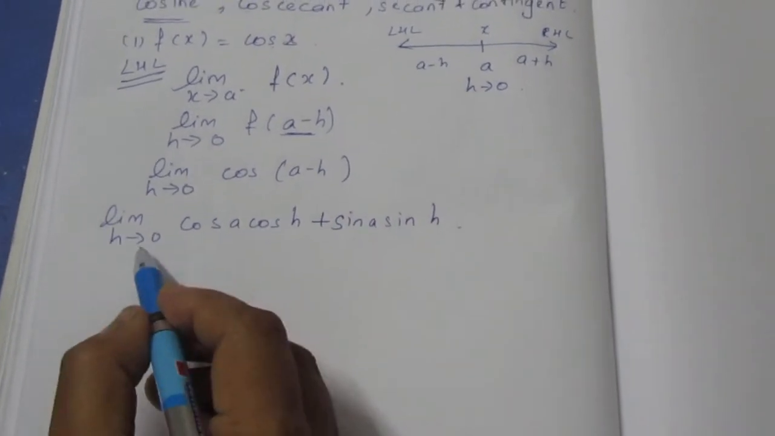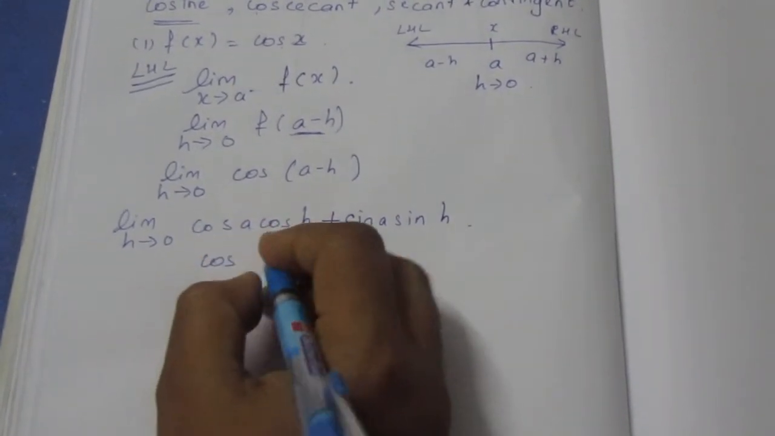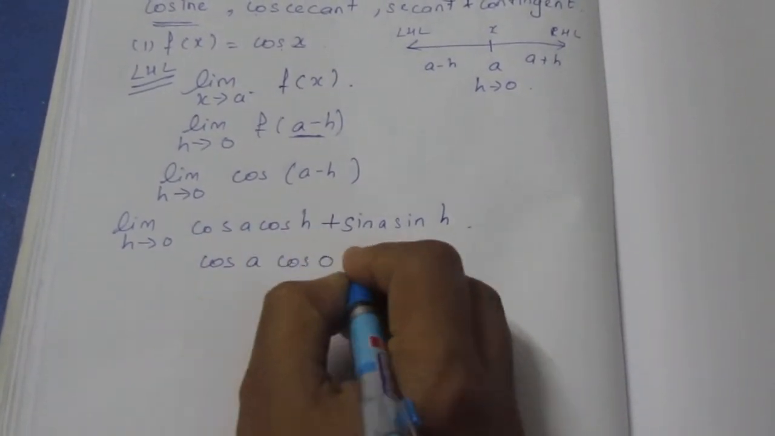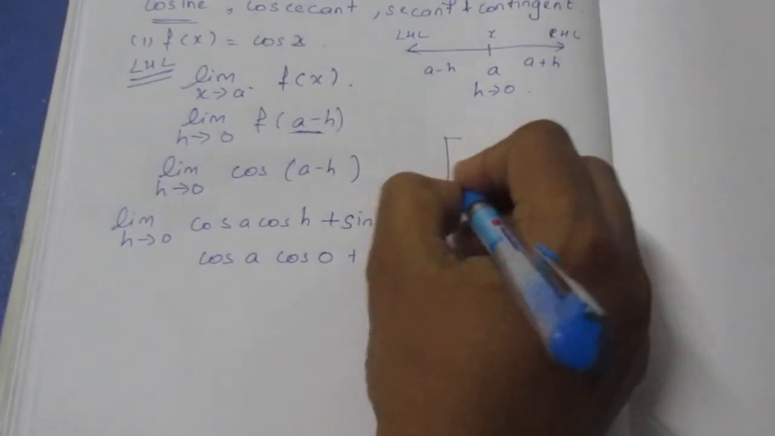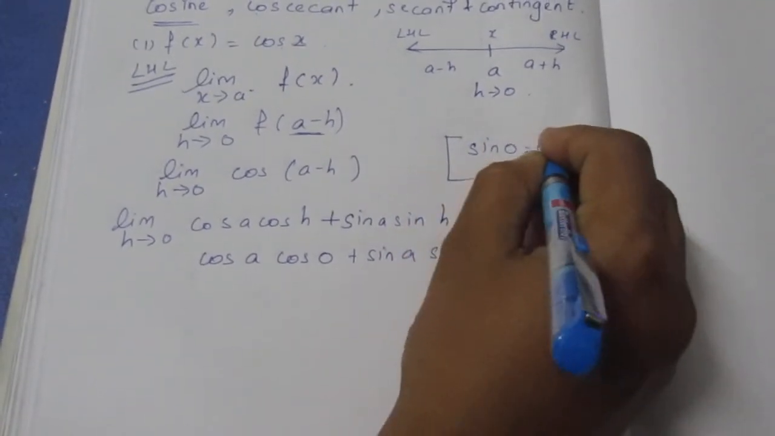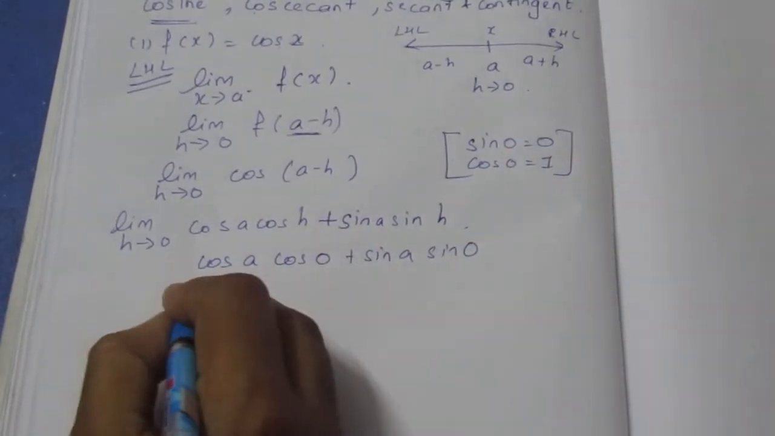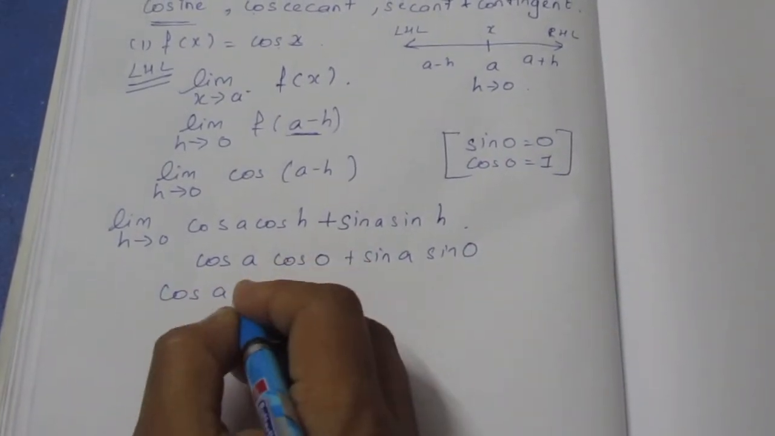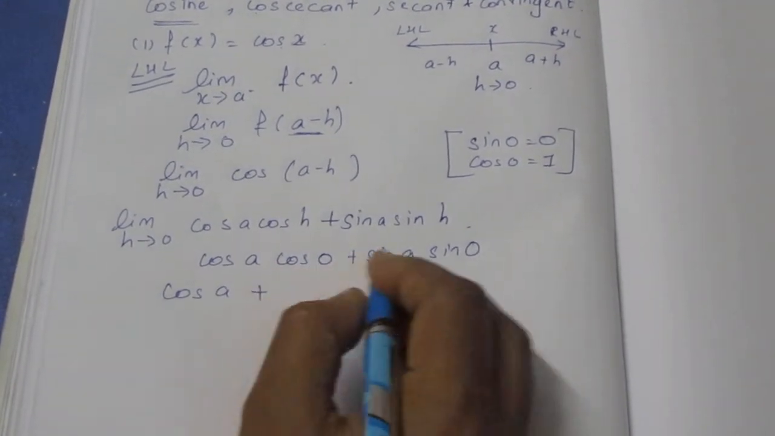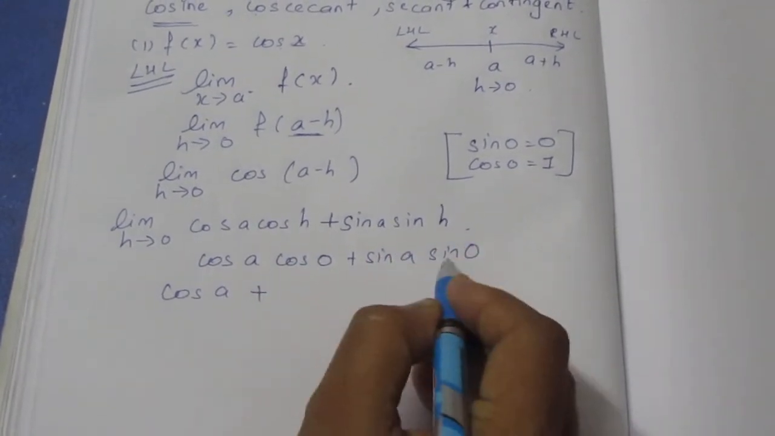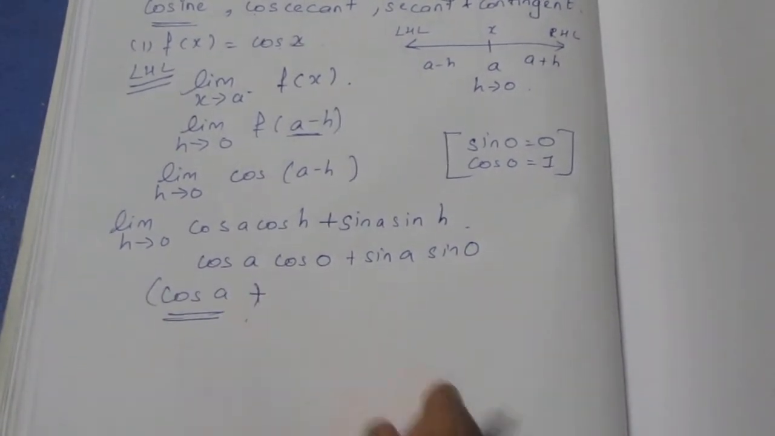Substitute the value of h as 0 in the place of wherever you see h. So cos a cos 0 plus sin a sin 0. We know the value of sin 0 is 0 and cos 0 is 1. So here it becomes cos a into 1 is cos a, plus sin a into 0, here sin 0 is 0, so everything will become 0. The final answer is cos a for LHL.